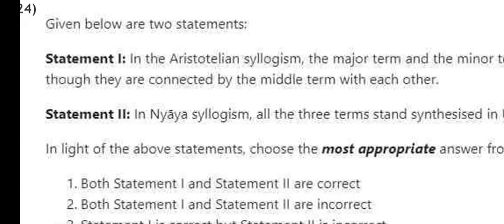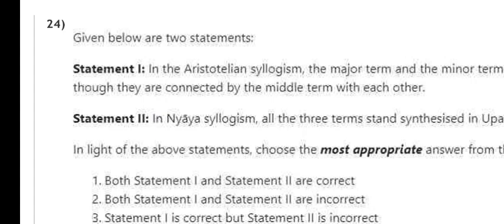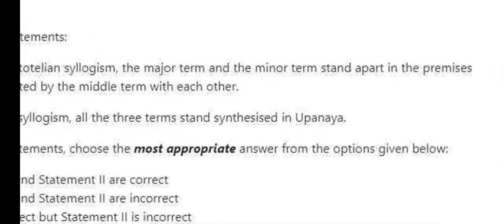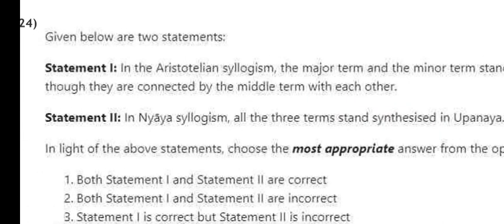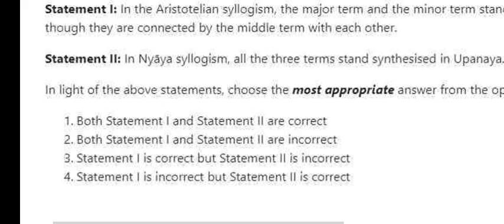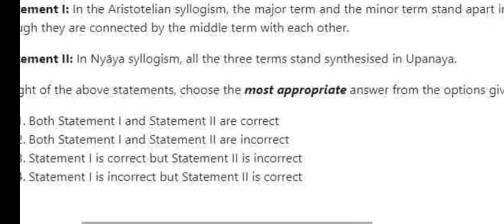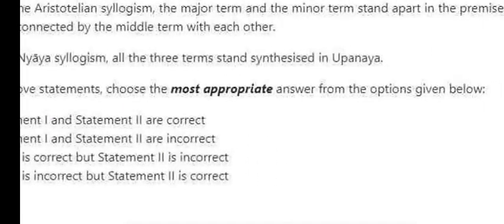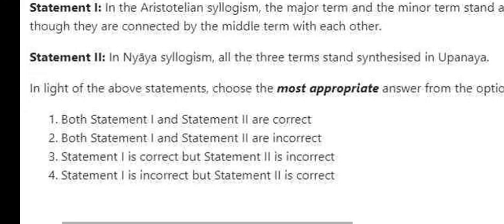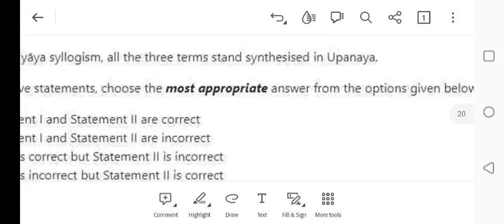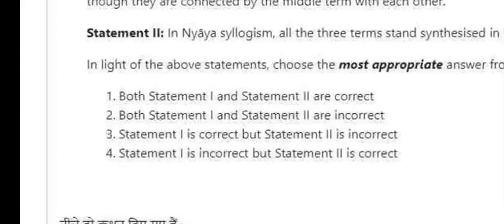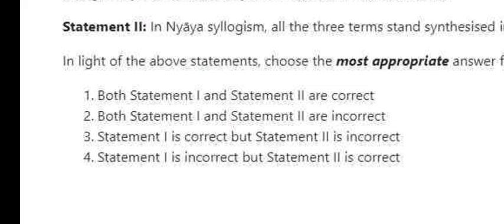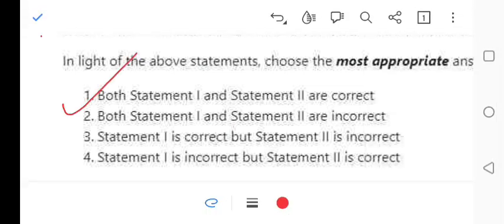Next, given below are two statements. One says in the Aristotelian syllogism, the major term and the minor term stand apart in the premises, though they are connected by the middle term with each other. Two says in Nyaya syllogism, all the three terms stand synthesized in Upanaya. Now, from the above statements, choose the most appropriate answer from the options given below: 1 and 2 are correct, 1 and 2 are not correct, 1 is correct, 2 is incorrect, 1 is incorrect but 2 is correct. So both 1 and 2 will be correct.